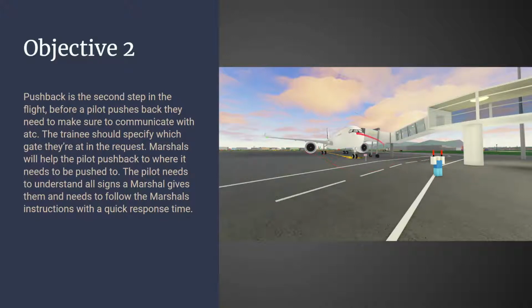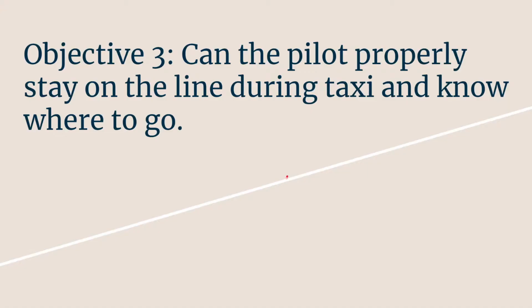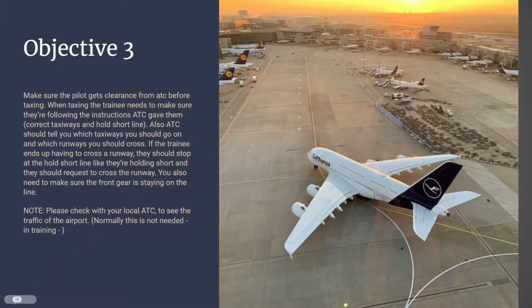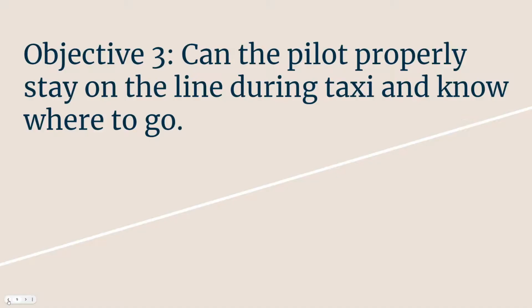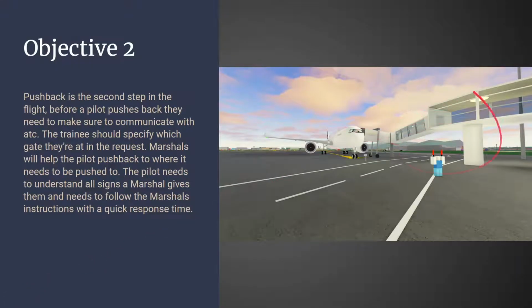The trainee is expected to follow the marshal at all times, and we expect a quick response time. ATC will also give the pilot where they will be pushing back to, although when there is a marshal, that will be unnecessary. Objective 3, or wait, one more thing. ATC still gives them where they're pushing back from, either way, although when you have a marshal, that information for the pilot will not be needed.